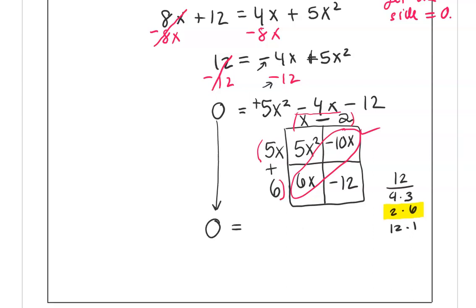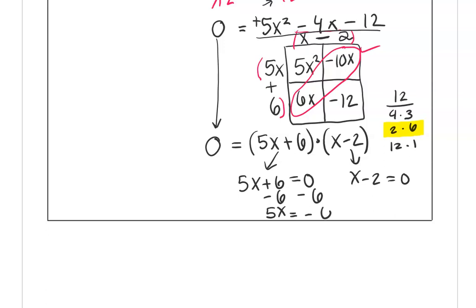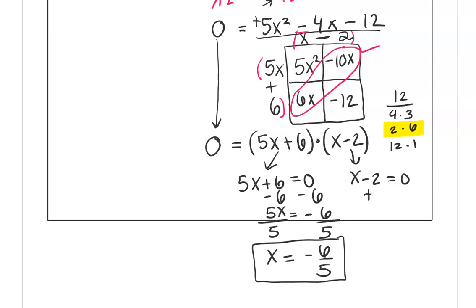I still have my 0 on the left, but now I can rewrite my 5x squared minus 4x minus 12 as 5x plus 6 times x minus 2. So since I have a product and that product is equaling 0, I can figure out what values of x would make it 0 by just setting each factor equal to 0 and then solving for x. So one solution would be when x is -6/5. Another solution would be when x is 2.